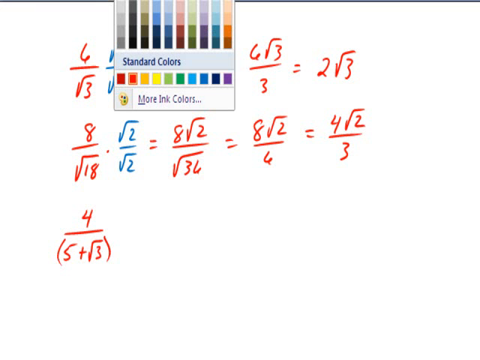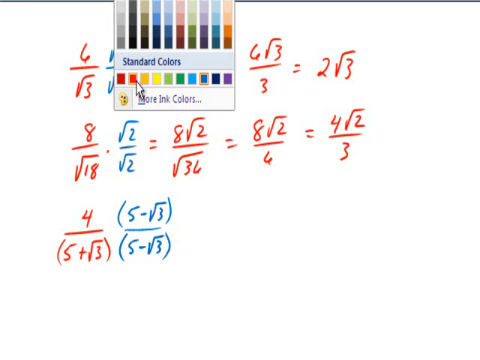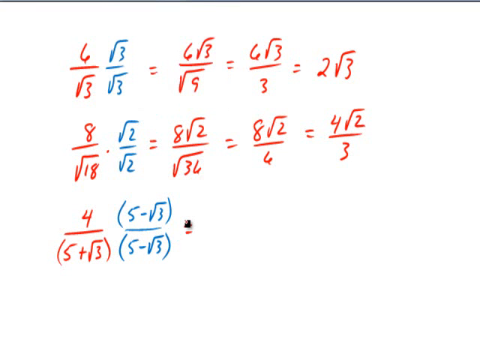So I want to multiply the numerator and denominator both by the same thing, so I'm multiplying by 1, and I want to multiply by the conjugate of the denominator, the conjugate being the exact same terms except with a different sign between. Here I have 5 plus root 3, the conjugate is 5 minus root 3. If I multiply this out in the numerator, 20 minus 4 root 3.